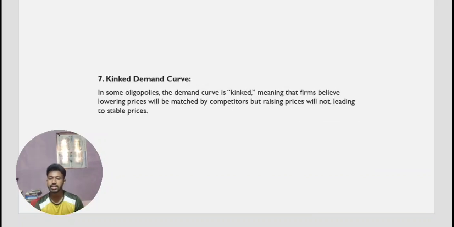And the seventh point is the kinked demand curve. In some oligopolies, the demand curve is kinked. This means that firms believe lower prices will be matched by competitors, but raising the prices will not. So this leads to stable prices.